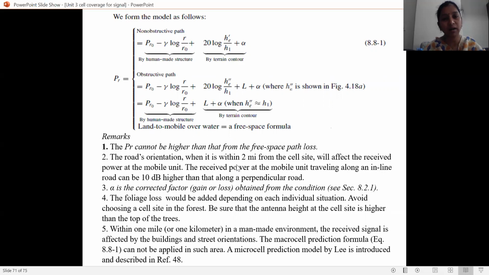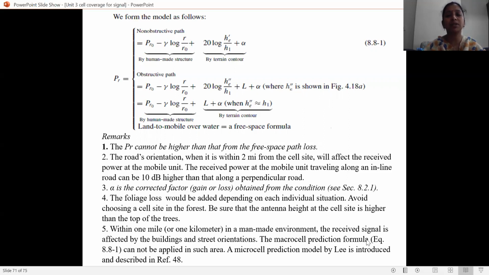That is, we have seen the starting, standard and correction factors. The foliage loss would be added depending on each individual situation. Avoid choosing a cell site in the forest. Be sure that the antenna height of the cell site is higher than the top of the trees. Within 1 mile, in a man-made environment, the received signal is affected by the buildings and street orientations.